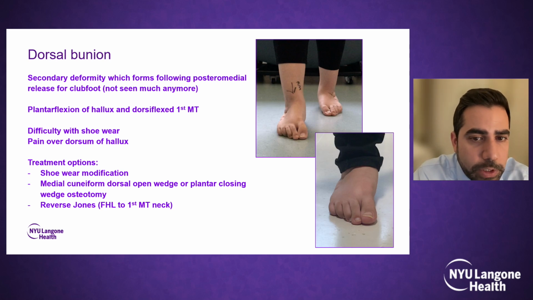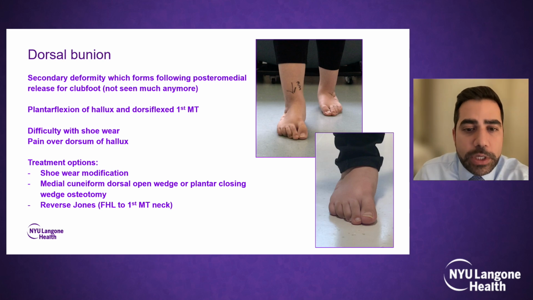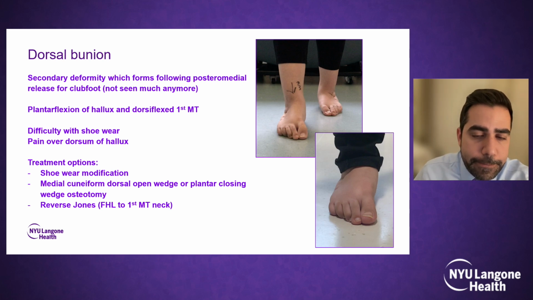Dorsal bunion is typically a secondary deformity. It happens in patients with clubfoot who were treated surgically when they were much younger. It's due to overpowering of the toe flexor and the tib ant, and so the foot tends to have this sort of flexion deformity at the first MTP, which can result in irritation of the dorsum of the foot. In this patient, she had some irritation there with shoe wear and pain in the toe. We attempted shoe wear modification; however, that was unsuccessful, and in her case, she had to undergo a correction.